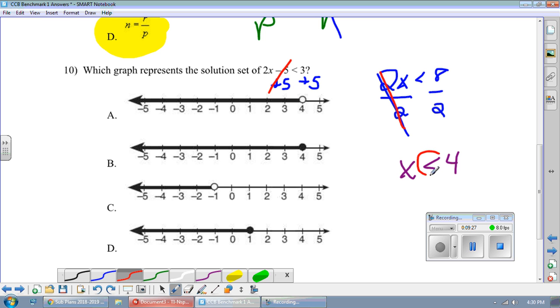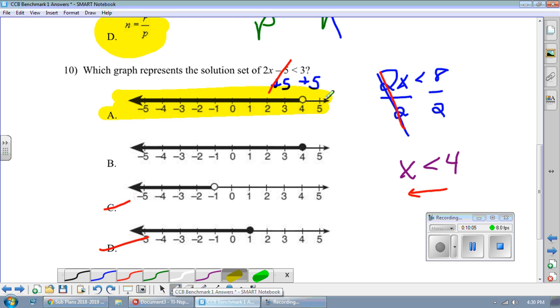Remember, sometimes the inequality is going to flip. That is only when we divide by a negative. We divided by a positive 2, so we're not flipping the inequality. Now this inequality is a less than. Since it's x is less than, we are going to shade to the left. All of them are. 2 of them do have circles at the 4, so now it's between A and B. No line underneath this inequality means an open circle. So choice A has the open circle shaded to the left at 4.